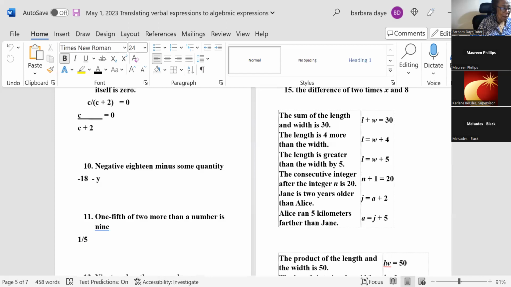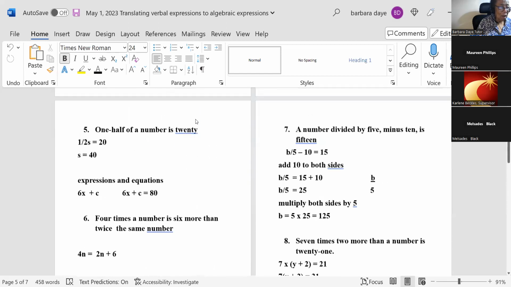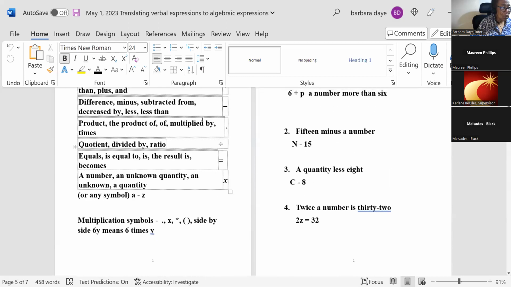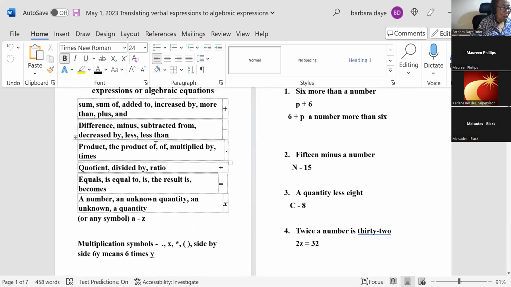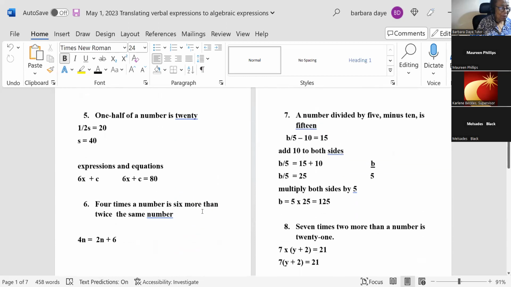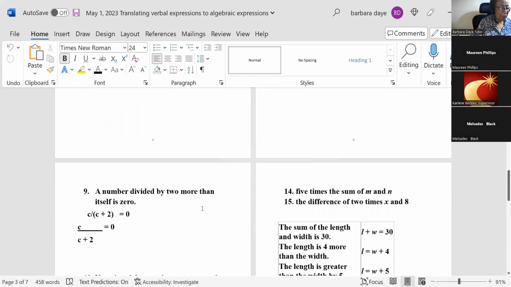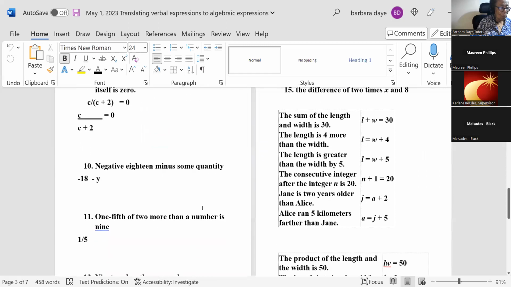Let's go back up here. When you see "of," I want you to see this. When you see "of," that means what? Multiply. Okay, so that means you have one-fifth of. Let's just put parentheses, because that's multiplication.